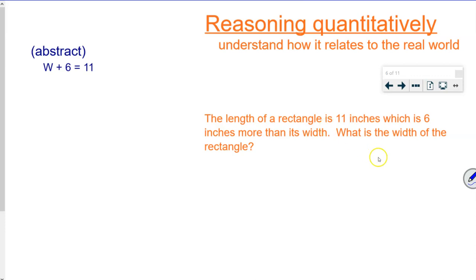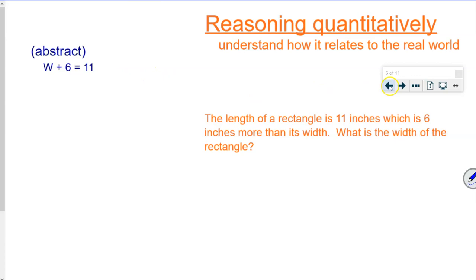Now, if I gave you a choice, would you rather solve this problem or would you rather solve this one? Which one would you choose? Who says they'd rather solve this one? Why? Because you could do it in a snap of a finger, right? You looked at it and you're like, oh, well, W is obviously 5, and you did that without having to really think about anything else. You did that so quickly, you couldn't even read through the whole problem before solving this one. The length of a rectangle is 11 inches, which is 6 inches more than its width. What is the width of the rectangle? You can't even read through it in the time that it takes to solve that.